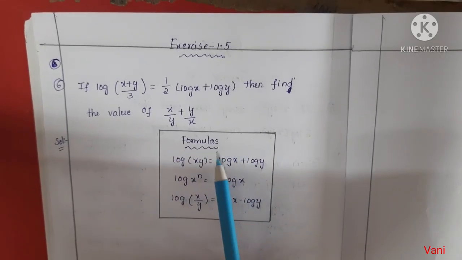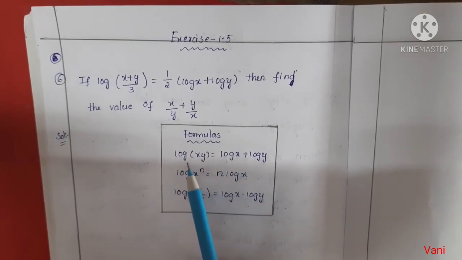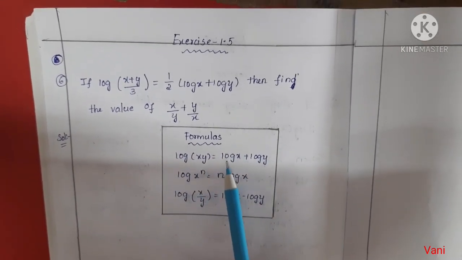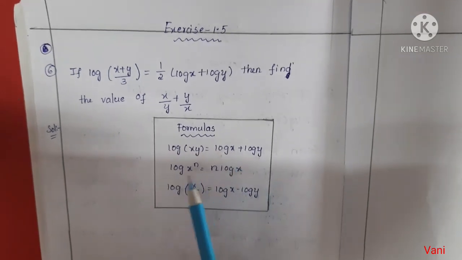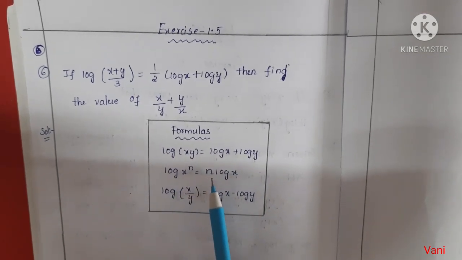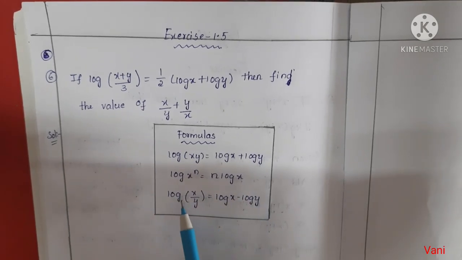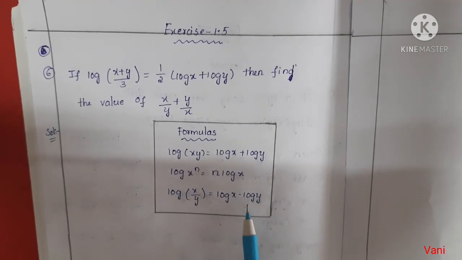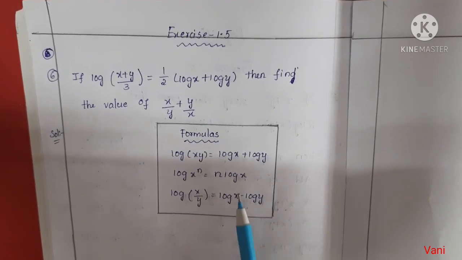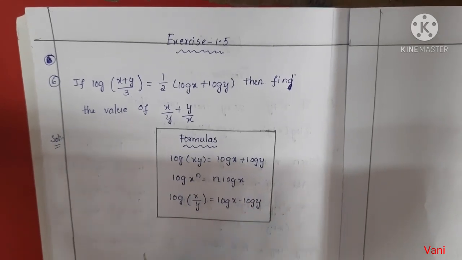So first look at the formulas we will use in this problem. Log of xy is equal to log x plus log y. Log of x power n is equal to n log x. Log of x by y is equal to log x minus log y. So we will use these formulas in the problem.